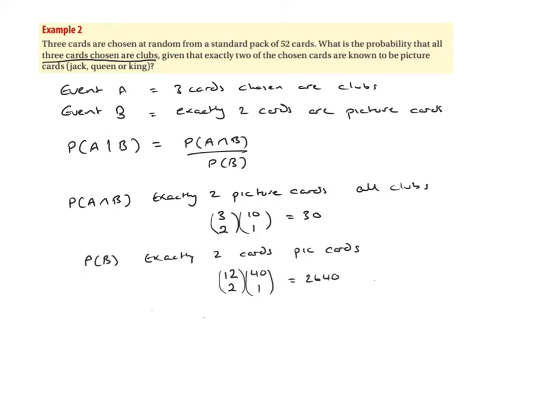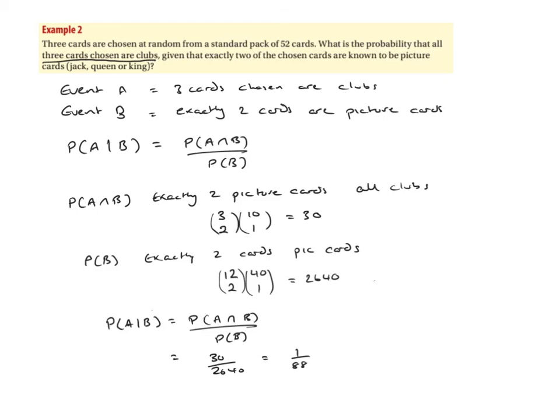We then put it into the relevant formula, so the probability of A given B has occurred is equal to the probability of A intersection B over the probability of B, which is equal to 30 over 2640, which if you stick it in your calculator comes out to be 1 over 88. Now notice that I didn't have to work out the probability of event A, or the number of ways that we could do event A in order to answer this question. And hopefully guys you can see how this has been done.